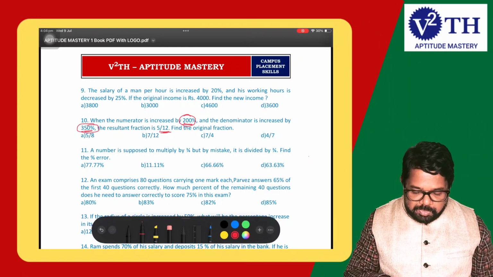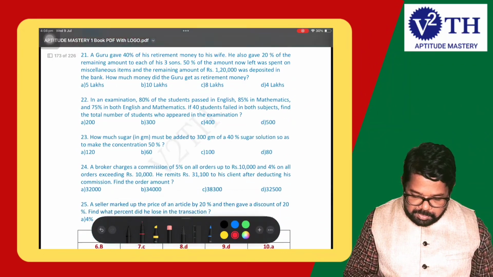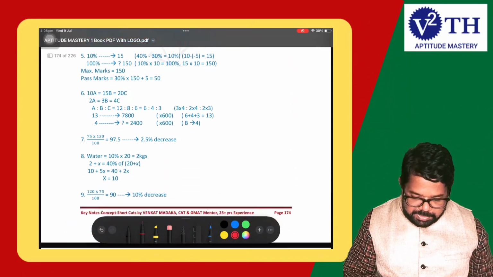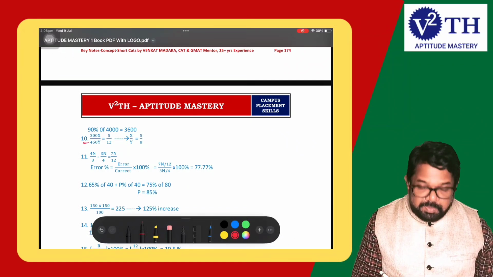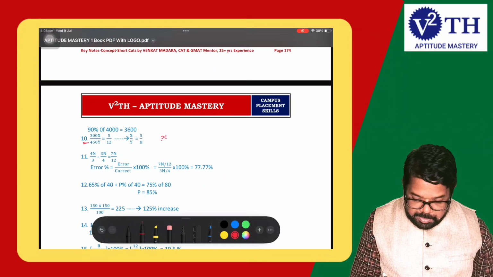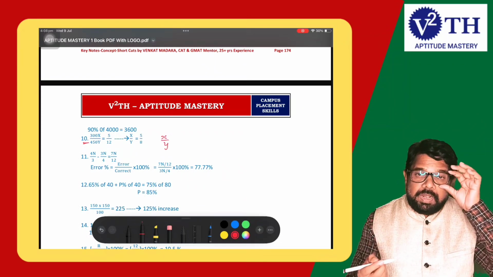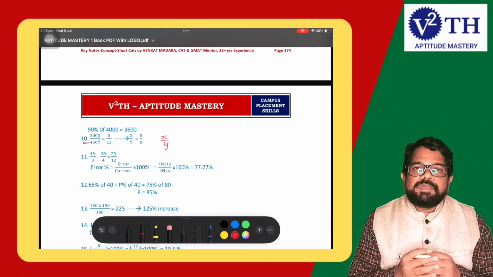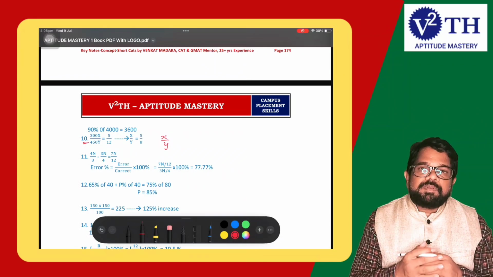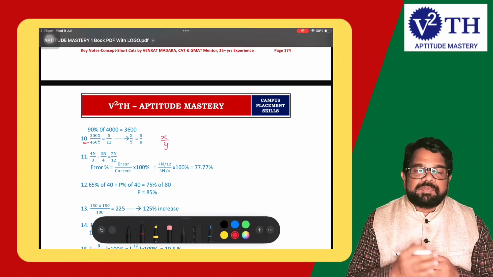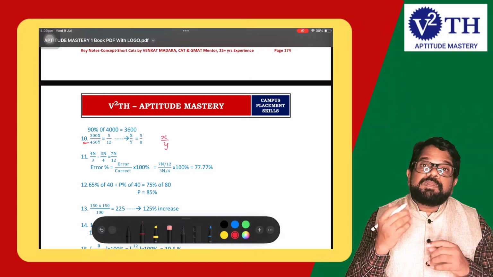Now here the solution is also there in the study material if you observe. See here the explanation of question number 10. Let the original fraction be x by y. Numerator is increased by 200%. Increased by 10% means 100 plus 10, so 110% you have to take. Increased by 20% means 100 plus 20, 120%. Increased by 200% means 100 plus 200, so 300% you have to take.